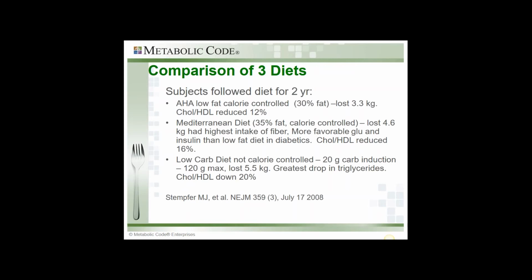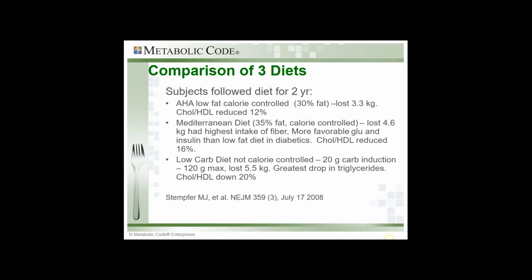An American Heart Association diet is the diet outlined in that first bullet point. This is a low-fat, calorie-controlled diet, usually no more than 30% fat. When they followed this diet for 2 years, they only lost 3.3 kilograms, which is maybe about 7 pounds.